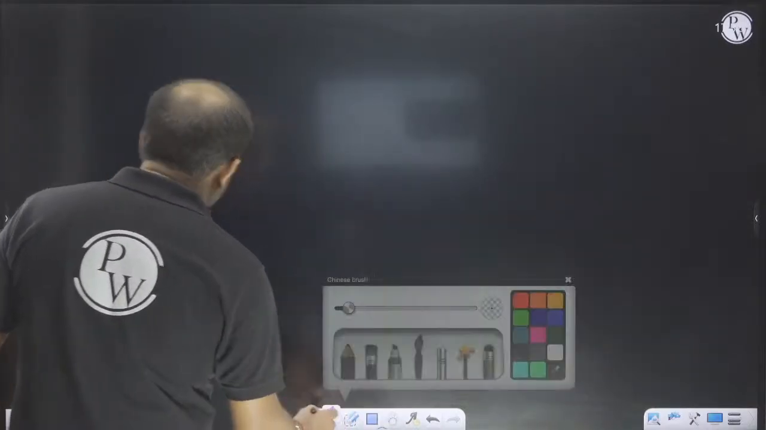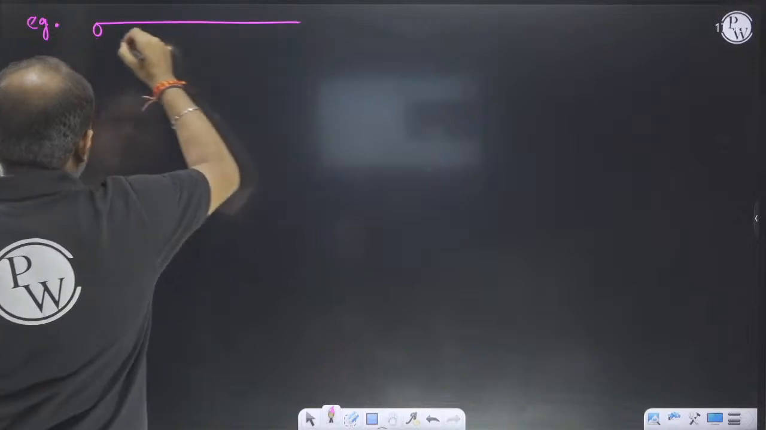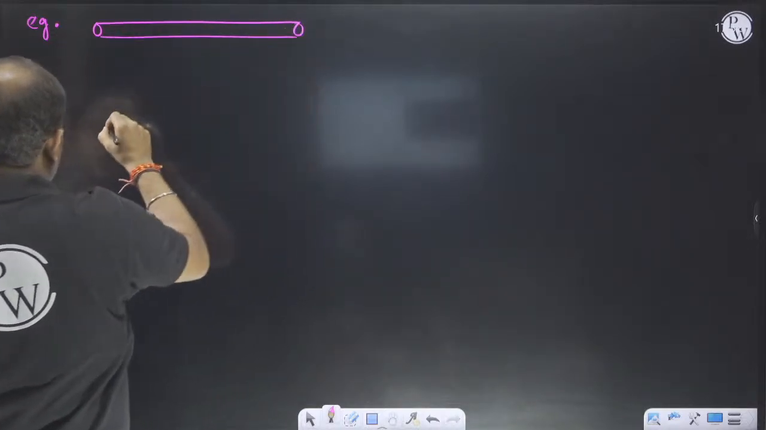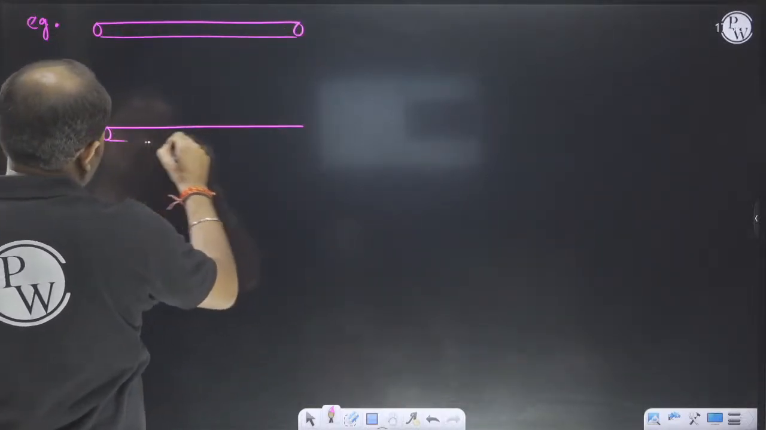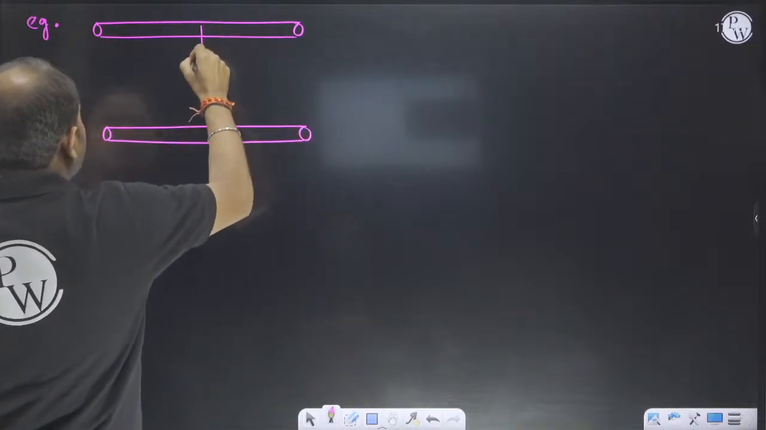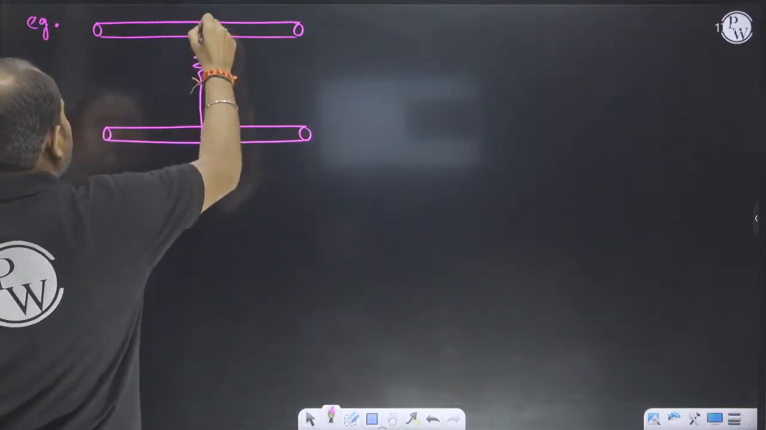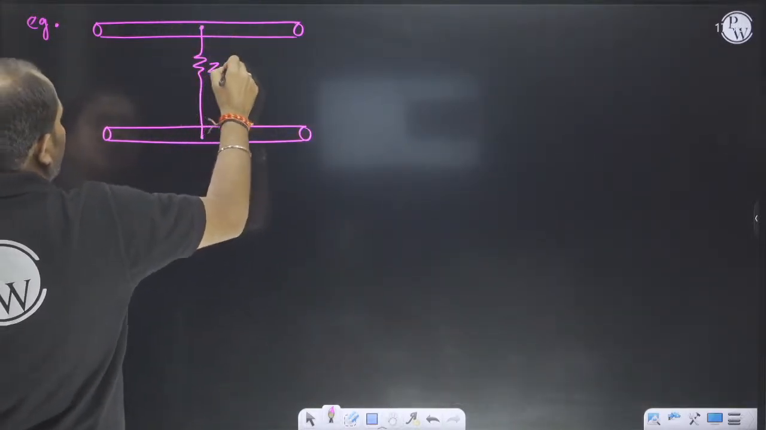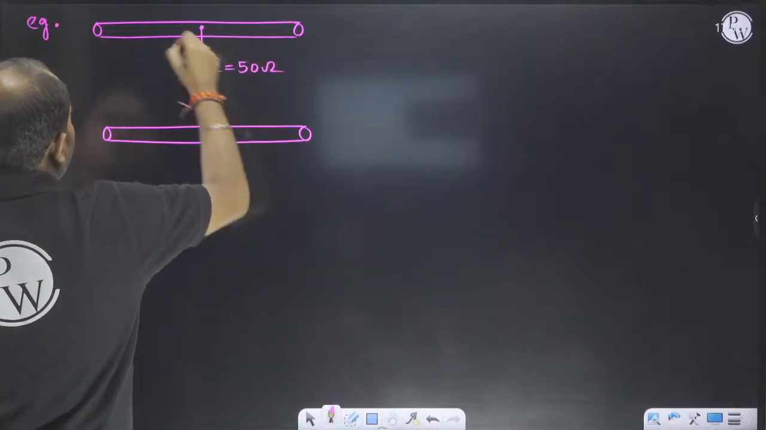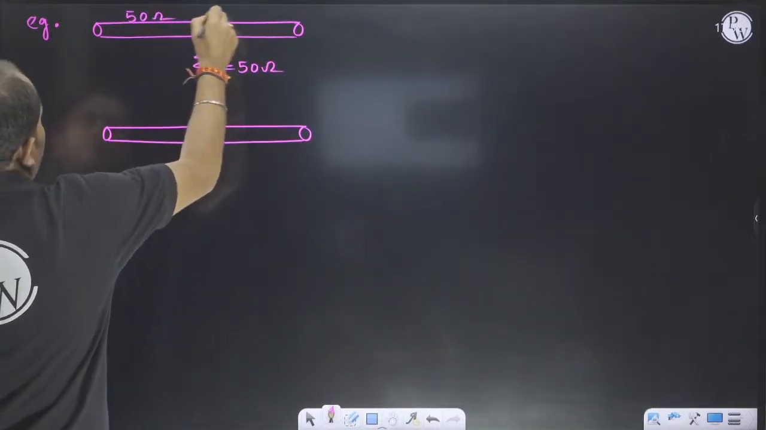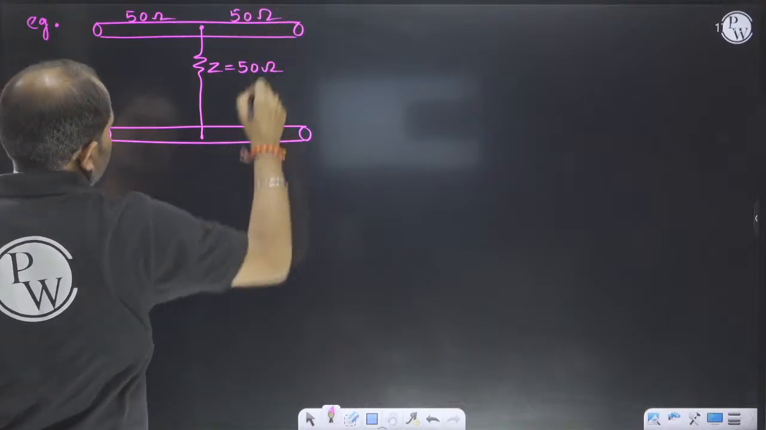Then there is an example. This question was asked in the GATE exam and in the ISRO exam. Everywhere they have asked. This is a very good question. How much is given? 50 ohm. And how much is Z0 given? Z0 is given as 50 ohm.